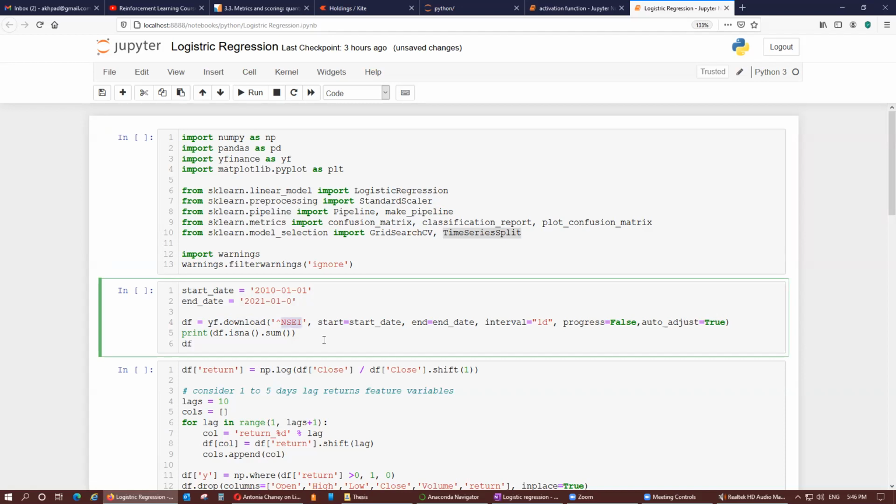NSEI is the index, the Nifty 50 in India, from the National Stock Exchange of India. These are the stocks, where the Nifty 50 is the index of the top 50 stocks. Then a start date, an end date, and the interval is daily. Progress is false, we don't need to monitor it. And auto adjust adjusts all the prices, otherwise you will get a separate adjusted closing price.